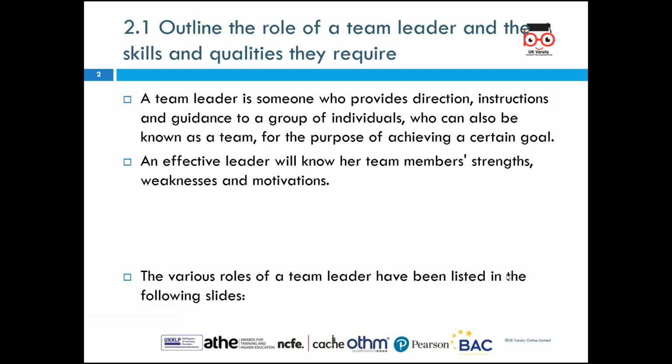So we're going to be looking at 2.1, which is outline the role of a team leader and the skills and qualities they require. So a team leader is a person who's in charge of a team. You'll have a number of members or colleagues within your direction, and you'll be giving them directions, instructions, you'll guide them. The whole purpose of you being there with your team is just to guide them to achieve a particular goal that you're working towards. So a good, effective team leader will know the strengths, weaknesses and motivations of their team. So over the next few slides, we're just going to go over the different roles of a team leader.